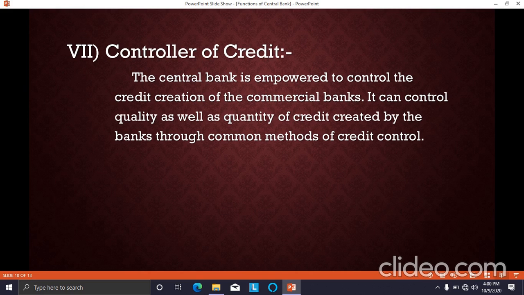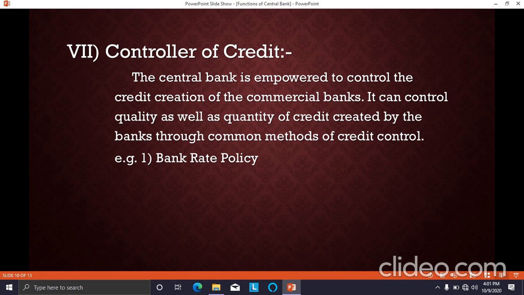There are certain methods to control this credit creation. So how do they control this credit? There are different measures to control it. The first method is bank rate policy. Now what is bank rate policy? Whenever we keep our money in the banks, we get the interest. That interest is decided by the central bank. It is not that these commercial banks are free to give whatever amount of interest they want. It is not like that.